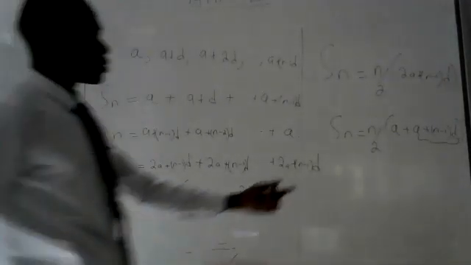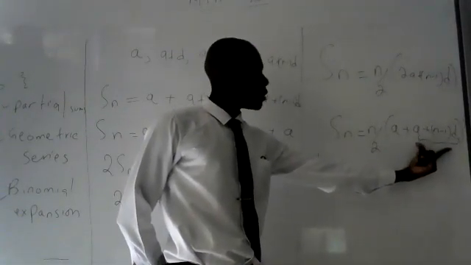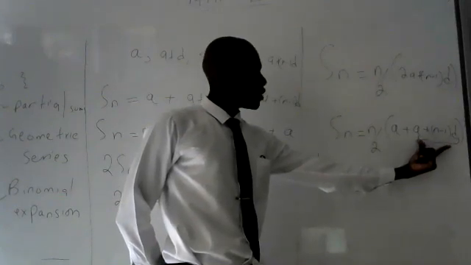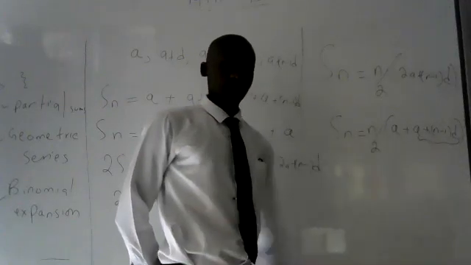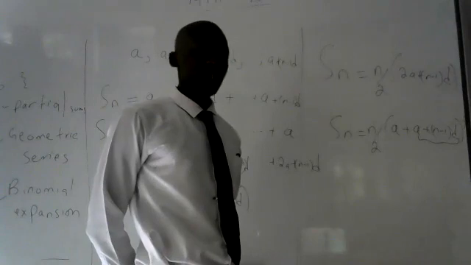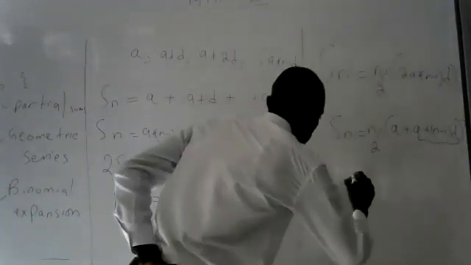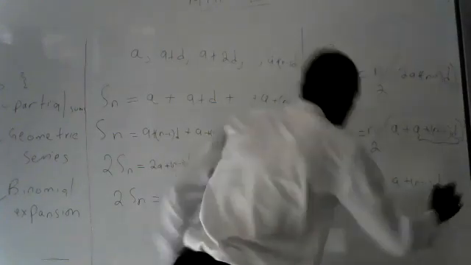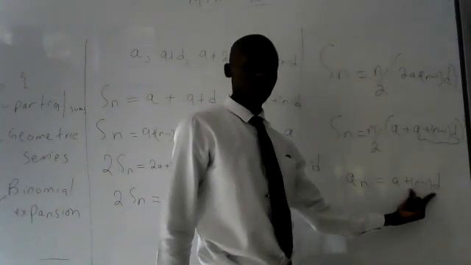From the previous class, what is the term a plus n minus 1 d? Anyone remember? Is it the first term? The first term is a. This should be the nth term. Remember this expression? An is a plus n minus 1 times d, where a is the first term of the sequence, d is the common difference, n is the number of terms that we're dealing with.